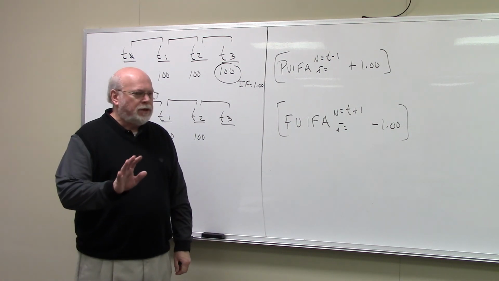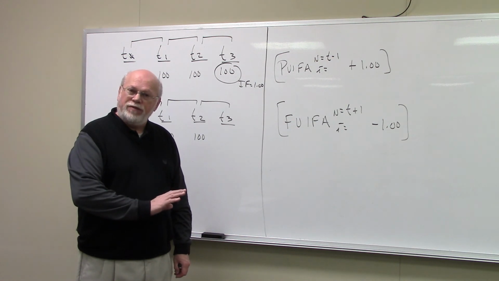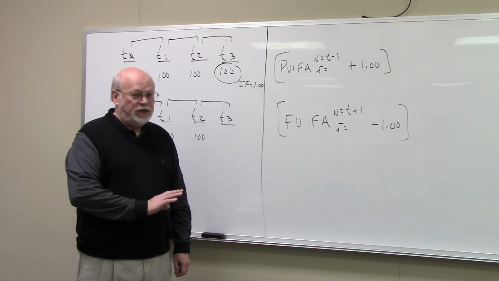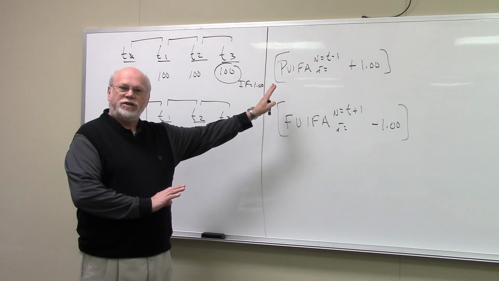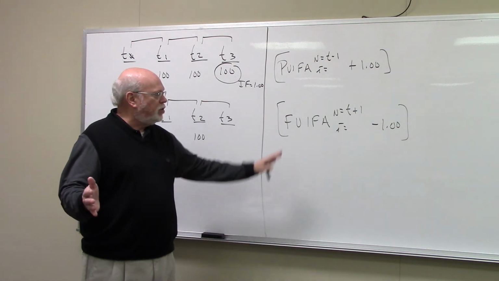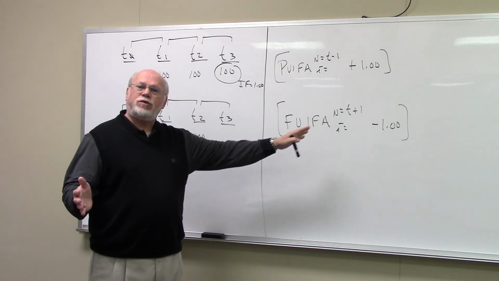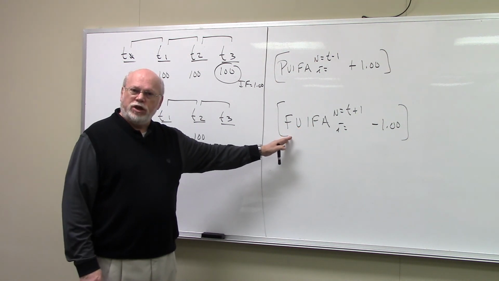Remember now, if the big dollar amount is at the beginning of the annuity stream, you use PVIFA. If it's an annuity due, you adjust it this way. If the big dollar amount is at the end of the annuity stream, you use FVIFA, but if it's an annuity due, you have to adjust it, and this is the way you adjust your tables.